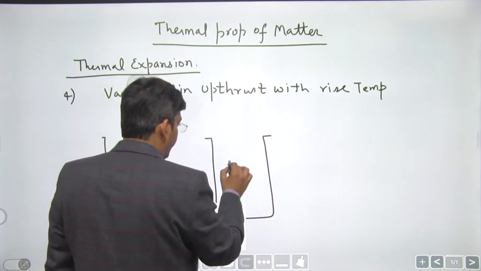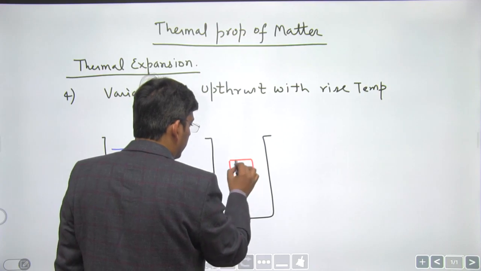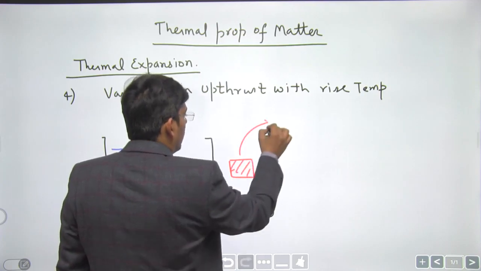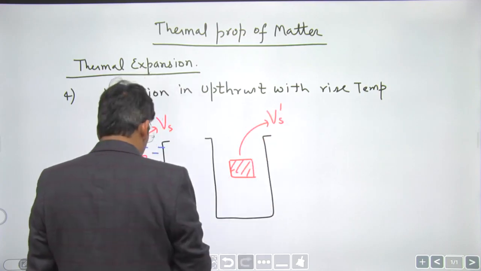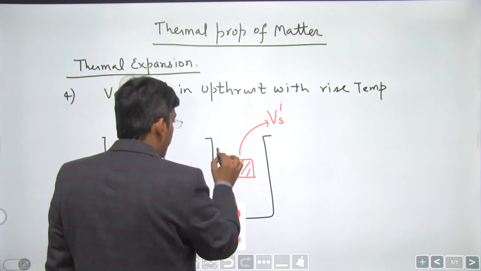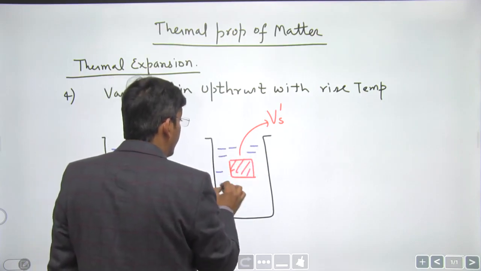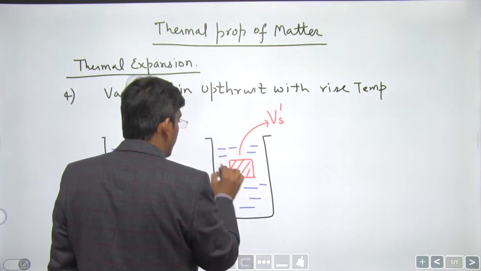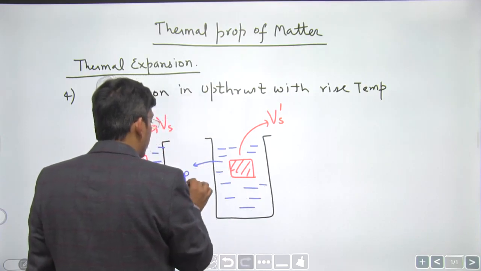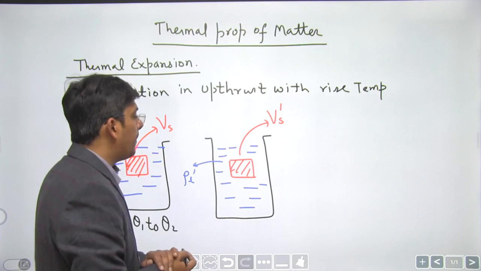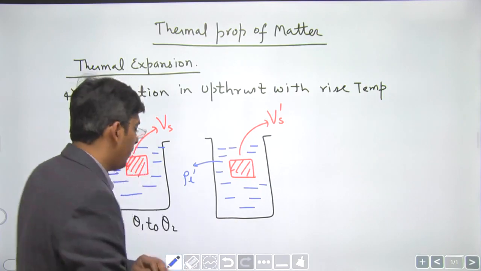Now, the volume of the solid is going to change, it is going to increase, and obviously the density of the liquid is going to decrease, dear students, right? So what is the change observed in the upthrust, the buoyant force acting on the block?